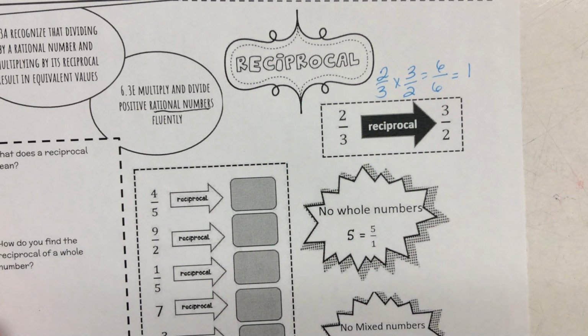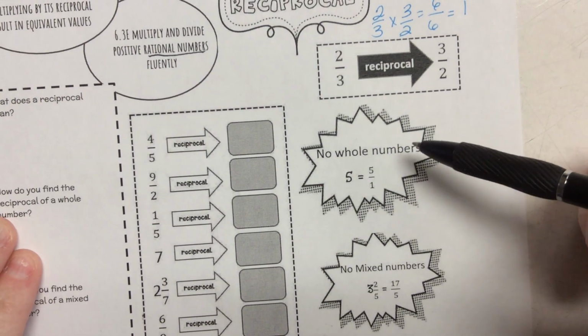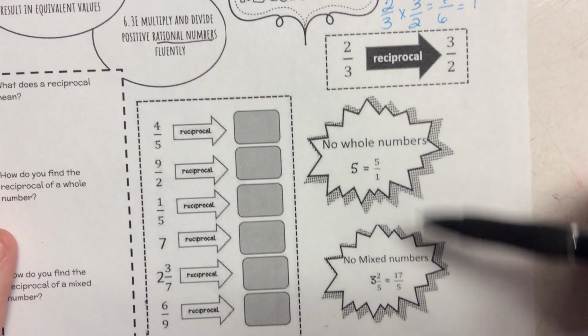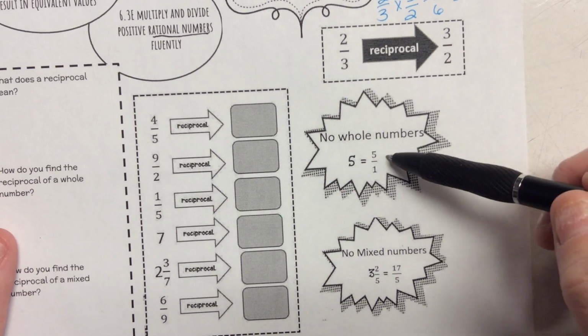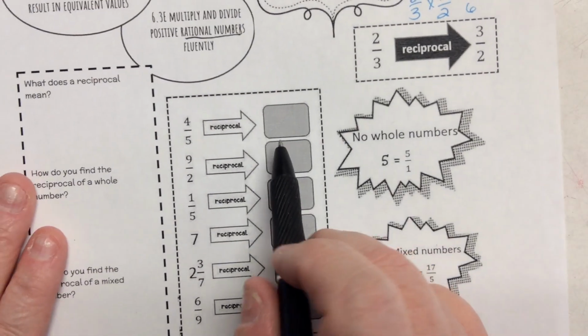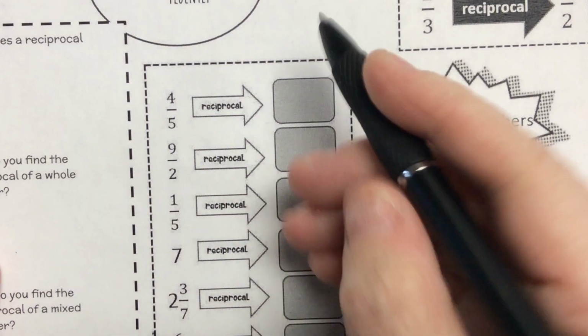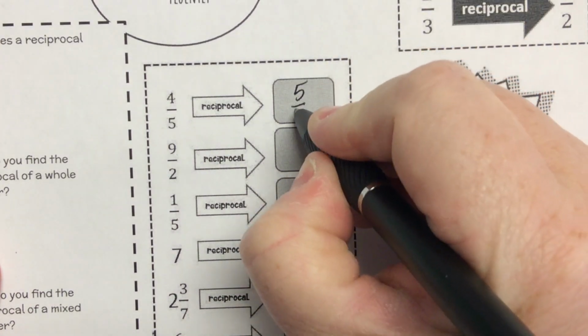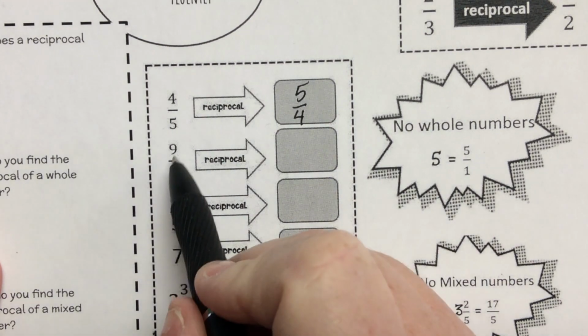All right, so we're going to just practice writing the reciprocal a few times. Now, remember from what we've already done with fractions, no whole numbers and no mixed numbers, we're going to have to make them into improper fractions, okay, to get the reciprocal. All right, first one here, 4/5. When I flip this, I'm going to get 5/4. That's all there is to it.